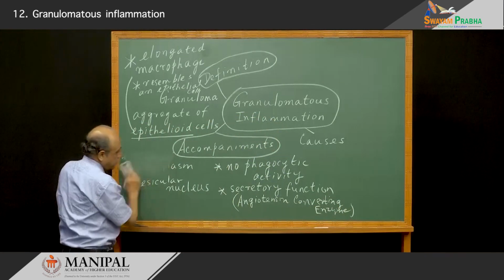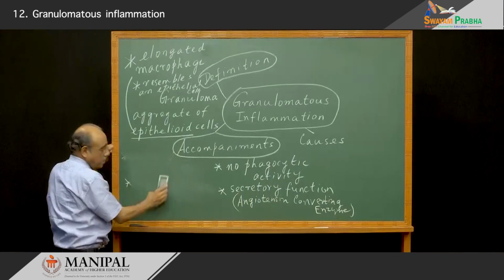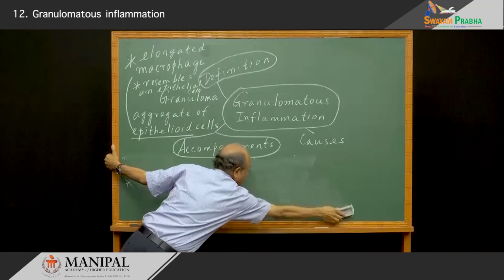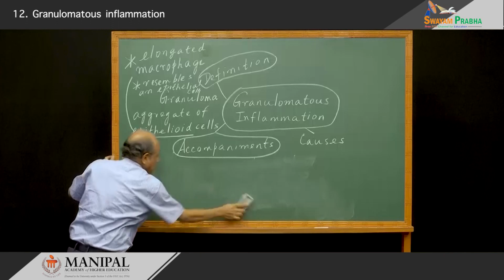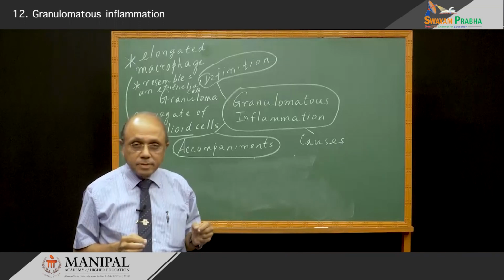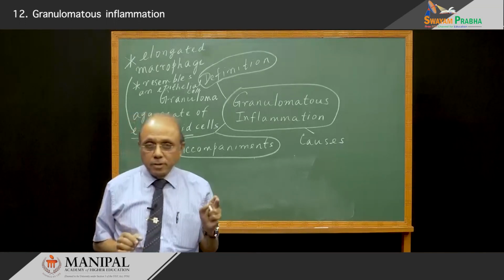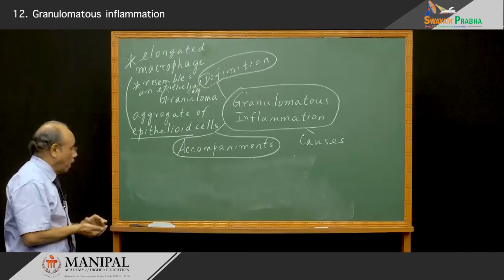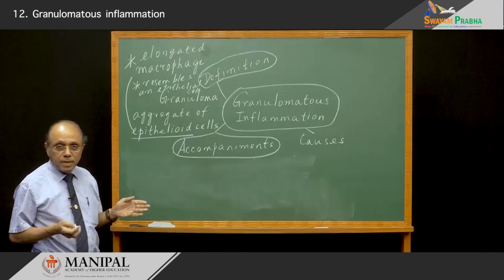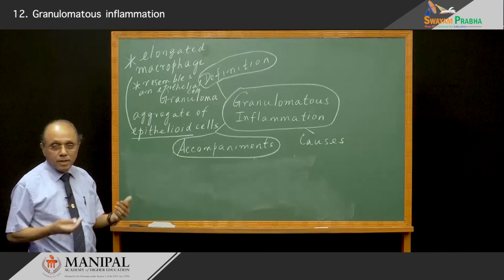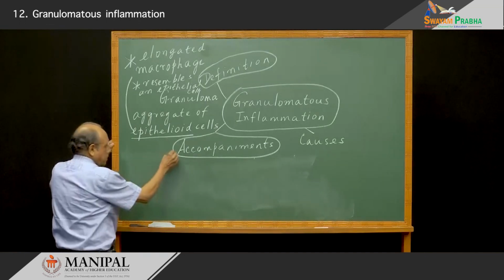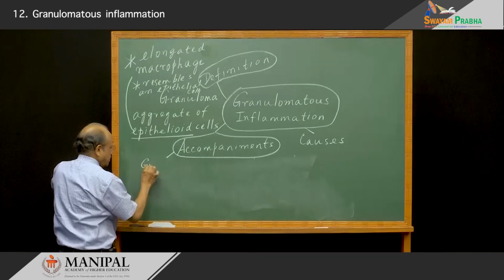For a granuloma, the minimum requirement is the epithelioid cells, and the epithelioid cells are sufficient for the diagnosis of a granuloma. However, there can be some accompaniments which can come in addition to the epithelioid cell, which will be more like a decoration for a granuloma. The first accompaniment is what we call the giant cell.